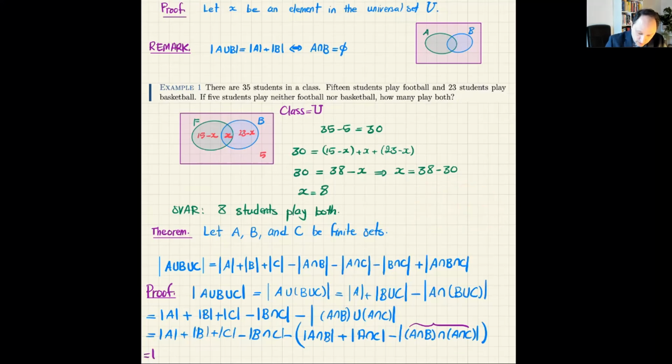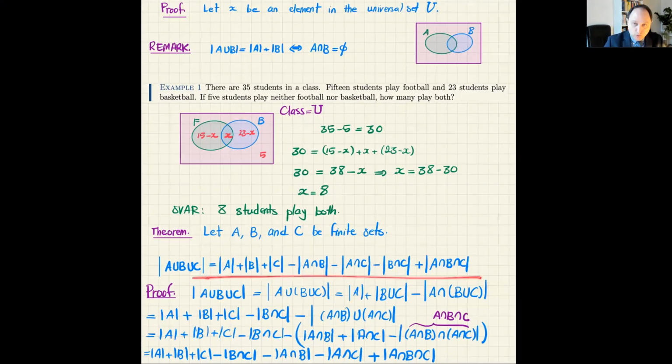So let me change my color. This becomes the cardinality of A plus the cardinality of B plus the cardinality of C minus the cardinality of this intersection. Then I will apply this minus sign here. It becomes negative, but the last one, which is negative, becomes positive. So this becomes minus, minus, and then plus. Yes, as I told you, there is no difference between this and this. And that is exactly the formula that we wanted to show here.